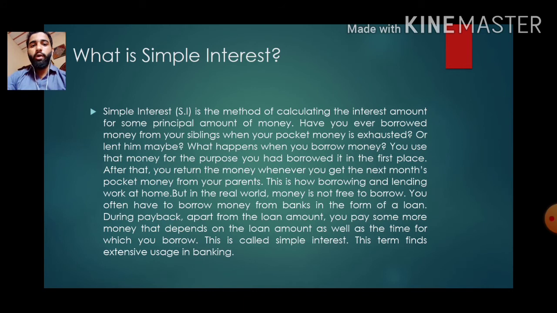Have you ever borrowed money from your siblings when your pocket money is exhausted? What happened when you borrowed the money? You used that money for the purpose you had borrowed it for in the first place. After that, you returned the money when you got the next month's pocket money from your parents. This is how borrowing and lending work at home.